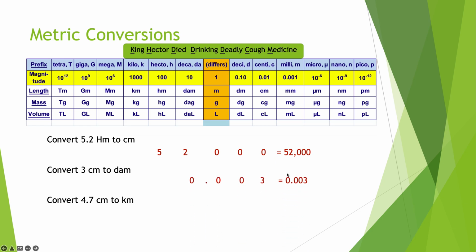Convert 3 centimeters to decameters. So I start with the 3 in the centi column, decimal on the right, and I move that until I go to the right of the deca column, and that makes 0.003 decameters.